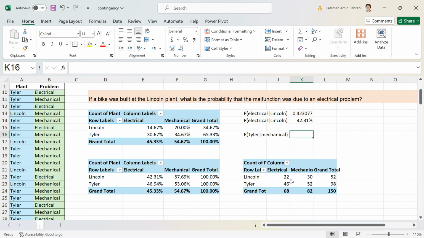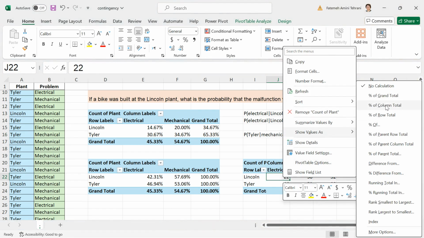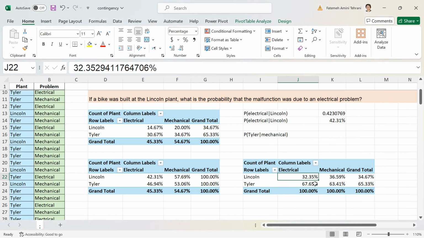So look at the contingency table. Electrical and mechanical are columns of this table. So now I need to convert this table to a conditional probability table, but based on columns. How? Just right click here, show value as percent of column total. Now look at here, I have made the conditional probabilities based on the columns.